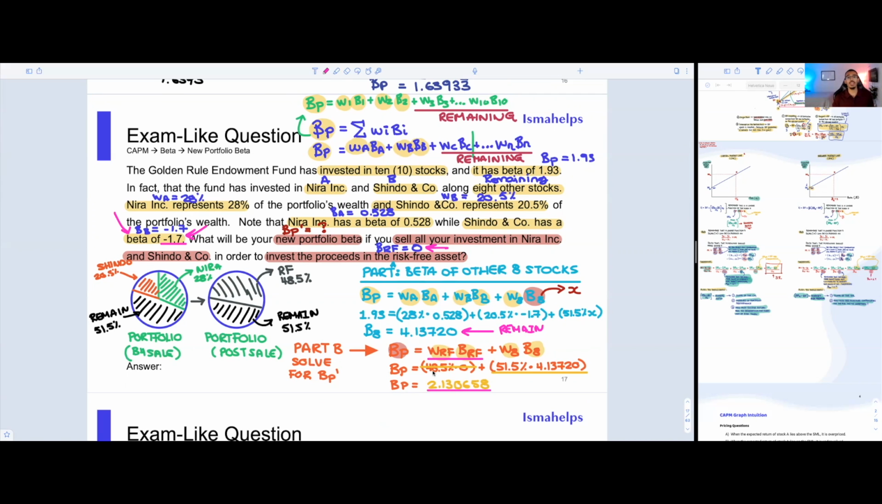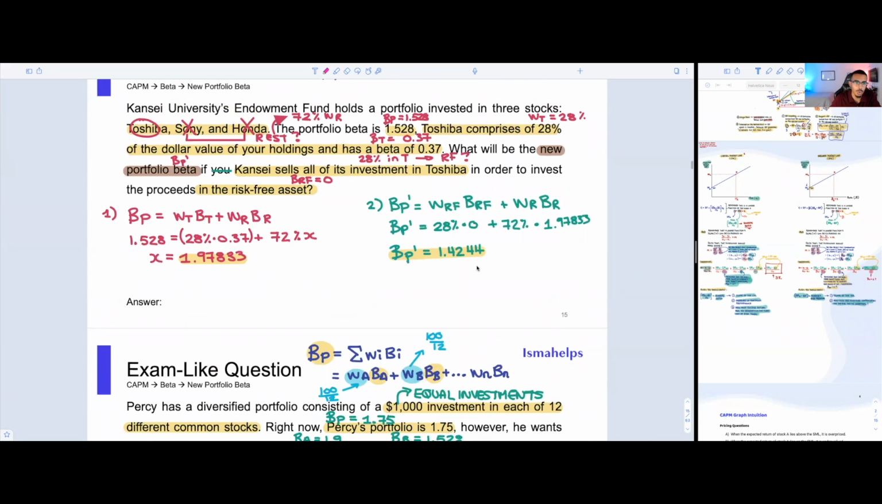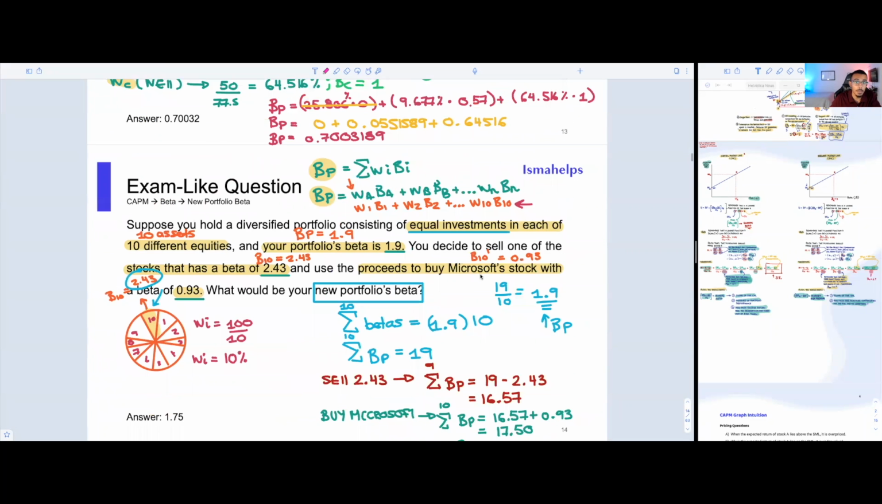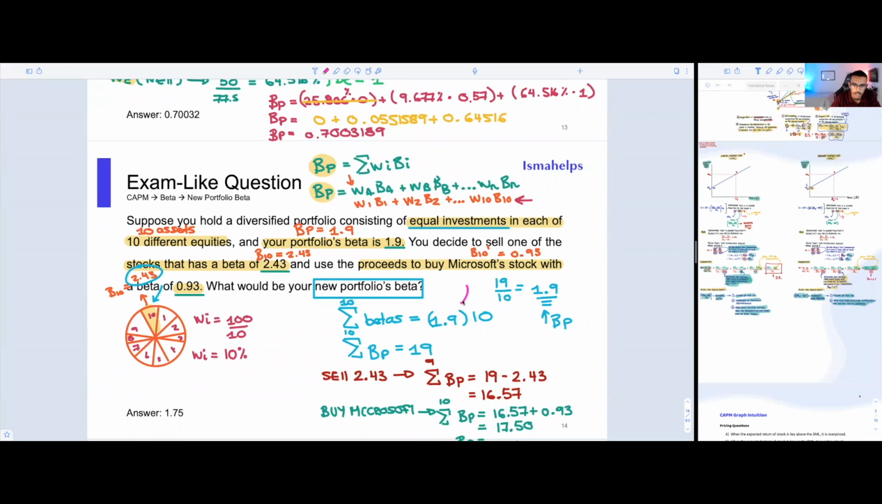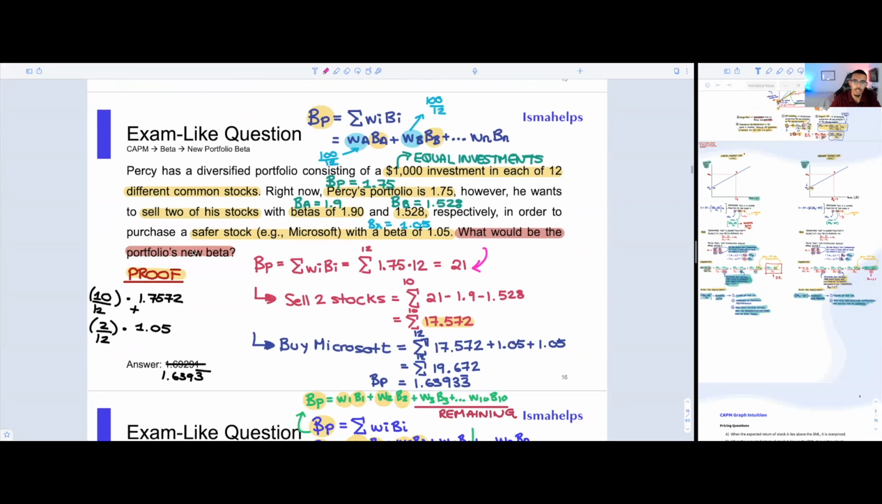Also, another thing that I'd like to say, sorry if I'm kind of all over the place. Notice how here we couldn't use the classic trick that we have here, for example, and the classic trick that we would have maybe here as well in this question at page 14, in which we know that everything is equally invested. Notice how it says equal investments in each of 10 different equities in this question. And then in the next question, it also says equal investments in each of 12 equities, okay?